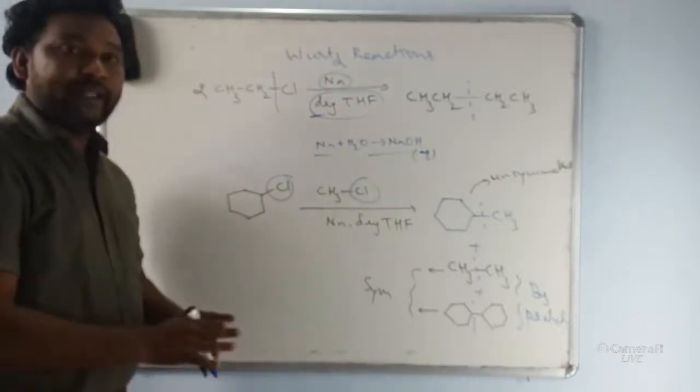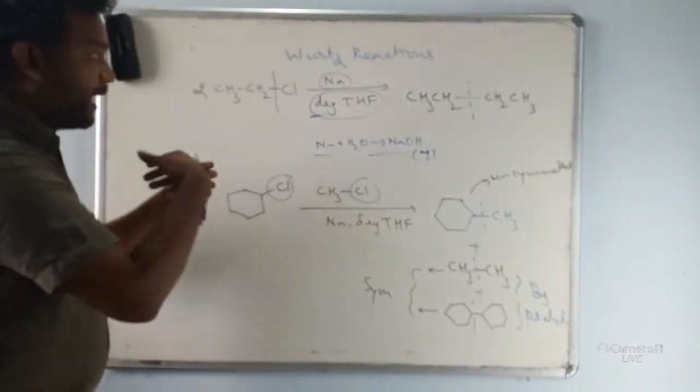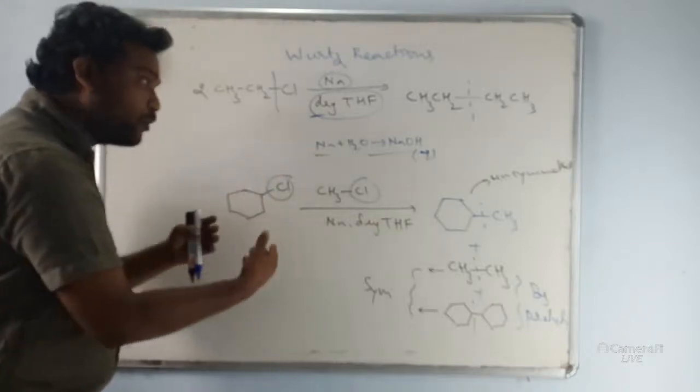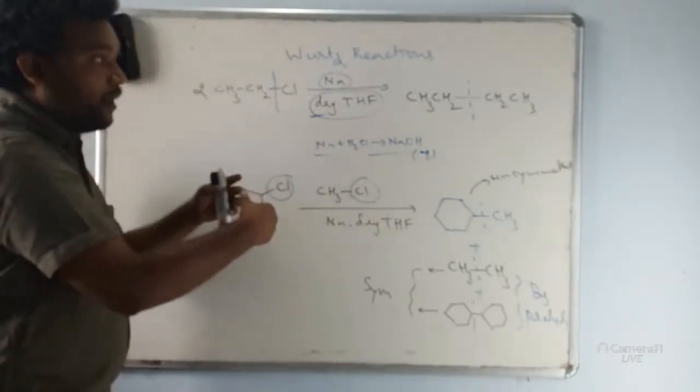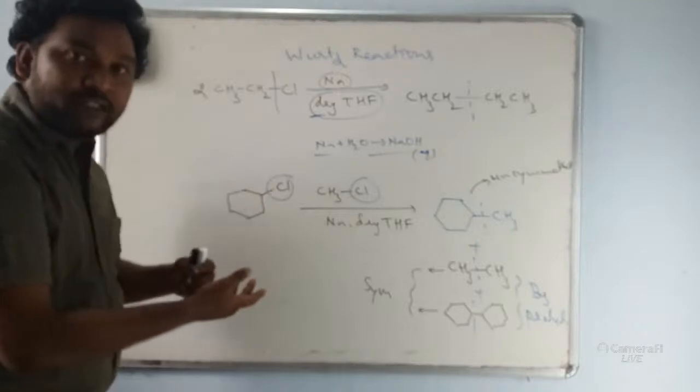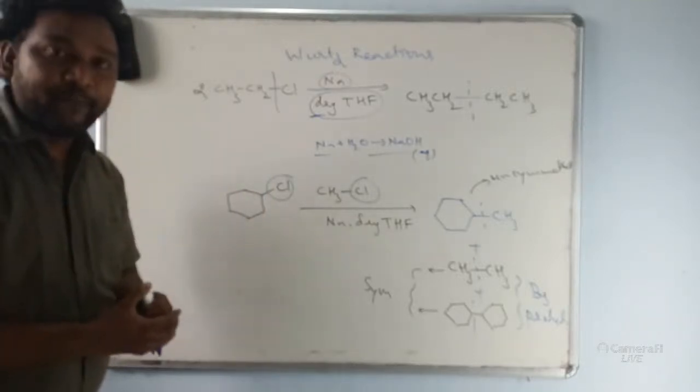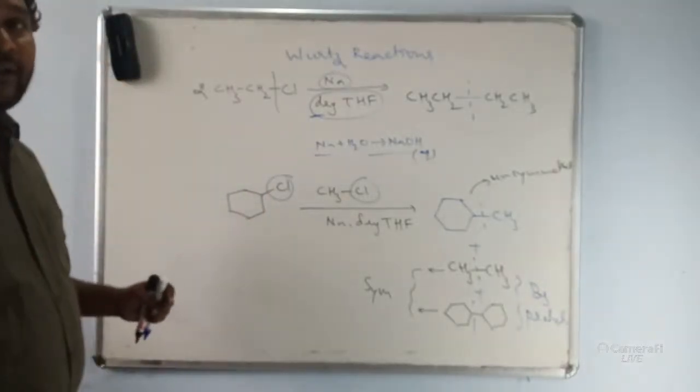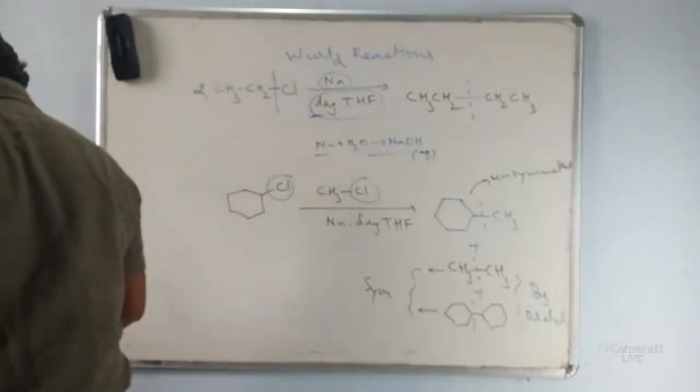Clear? So please note these examples, which represent a simple Wurtz reaction, a mixed Wurtz reaction, the number of products, and what a symmetrical alkane and an unsymmetrical alkane are. All these things we can see here. So please take a screenshot.